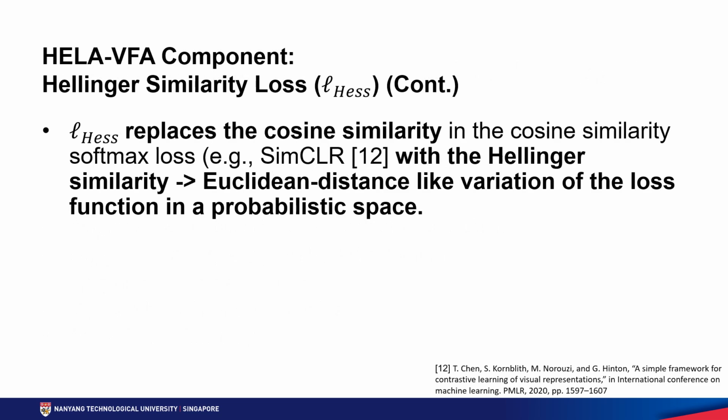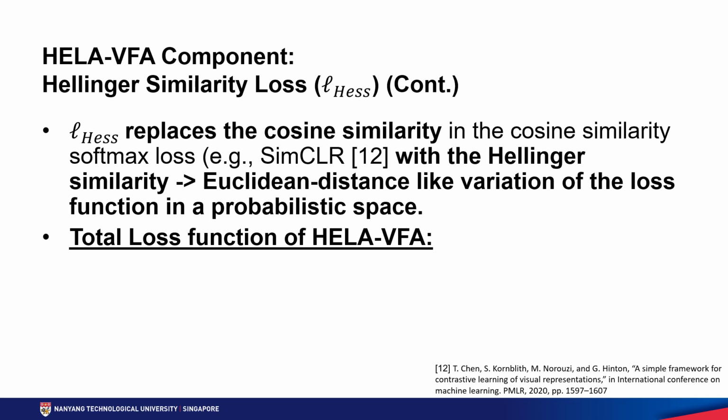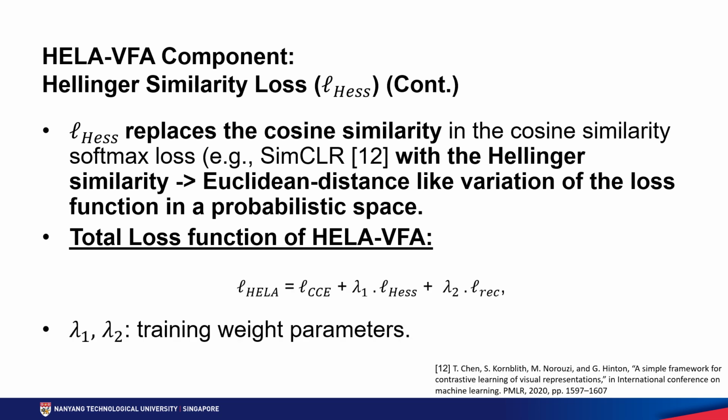The reason why we propose this loss is because we are inspired by the cosine similarity softmax loss. So for our loss function, we replace the cosine similarity with that of the Hellinger similarity. The reason for the replacement is already described in this slide, and we also mentioned it in the previous slide. So to sum up, the total loss function of our HELA-VFA is as shown here, whereby lambda 1 and lambda 2 represent the weight parameters.